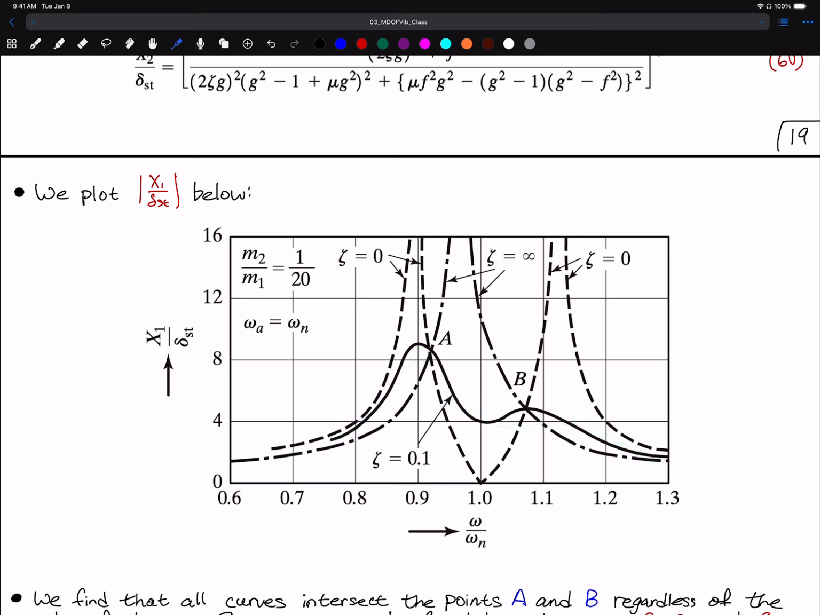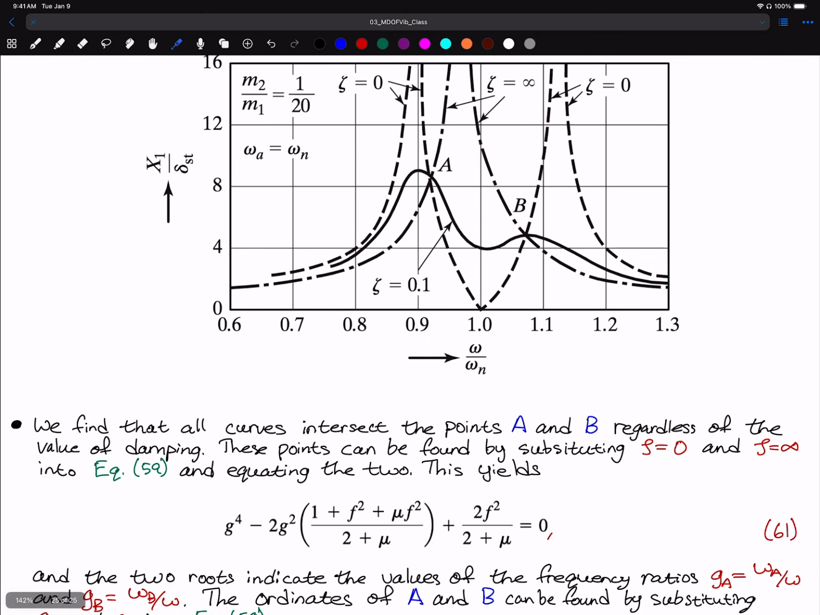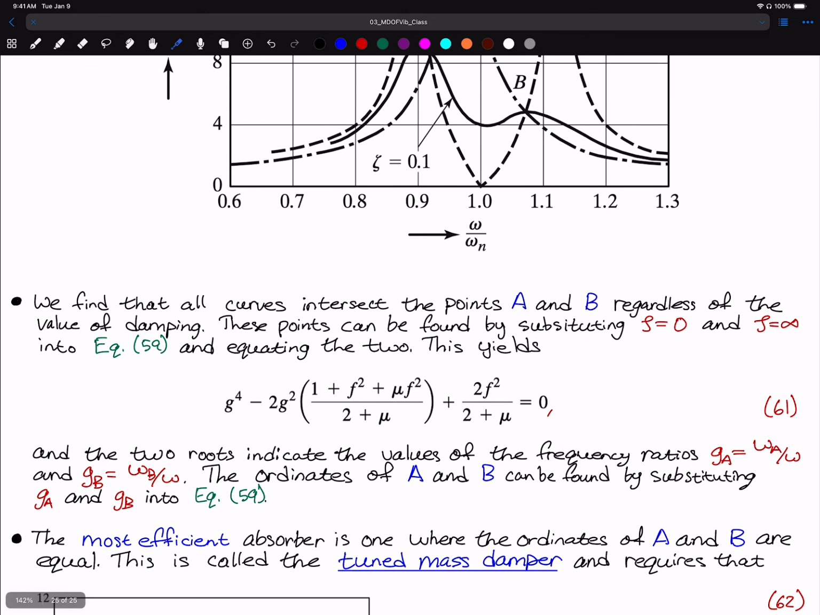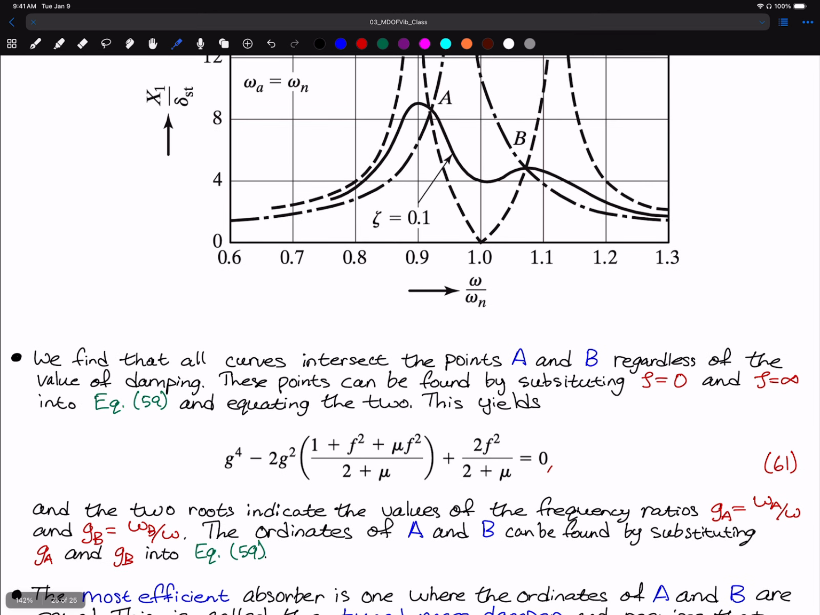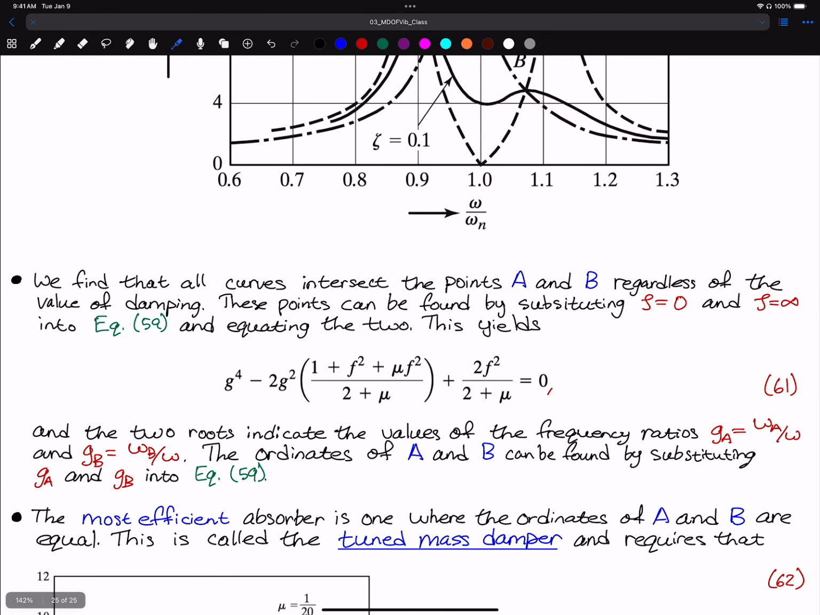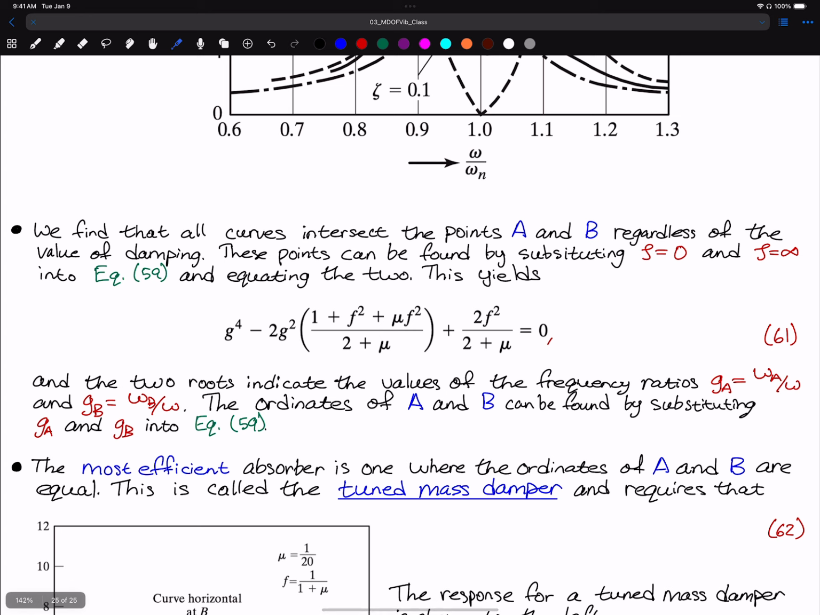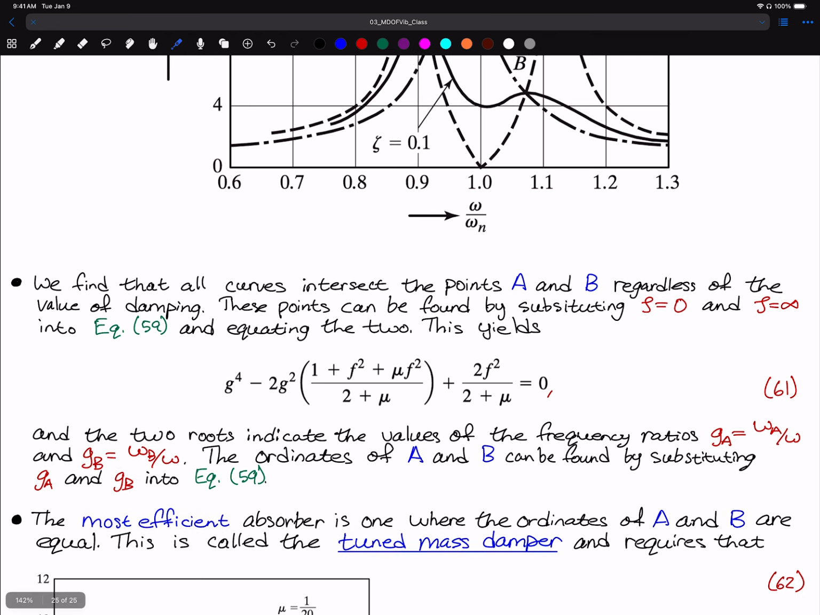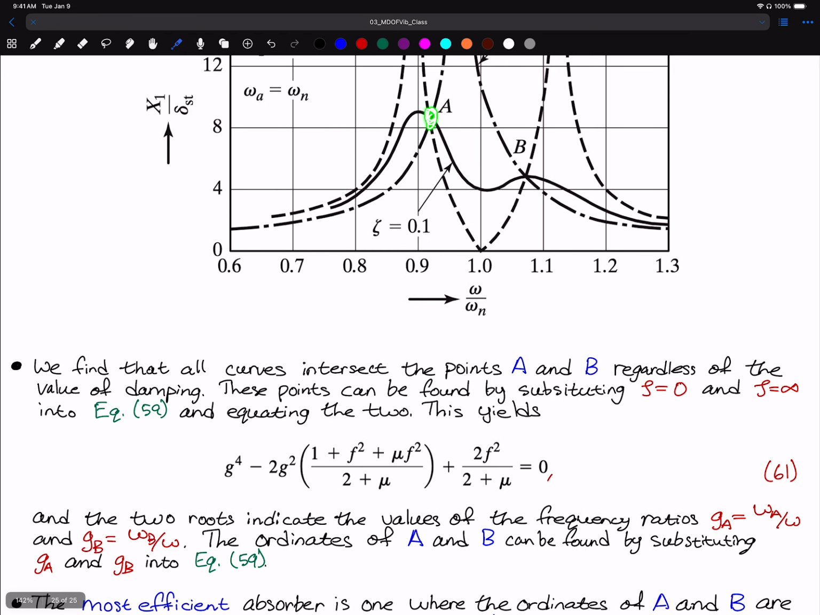But one interesting thing is that all of these curves intersect at the points A and B, regardless of the value of damping. You can find points A and B by substituting zeta equals 0 and zeta equals infinity into equation 59. Equation 59 is up here. We can sub that in, and this yields the following equation. We get two roots from this, and they indicate the values of the frequency ratios gA, which is omega A over omega, and gB, which is omega B over omega, where omega A is the frequency where point A occurs, and omega B is the frequency where point B occurs.